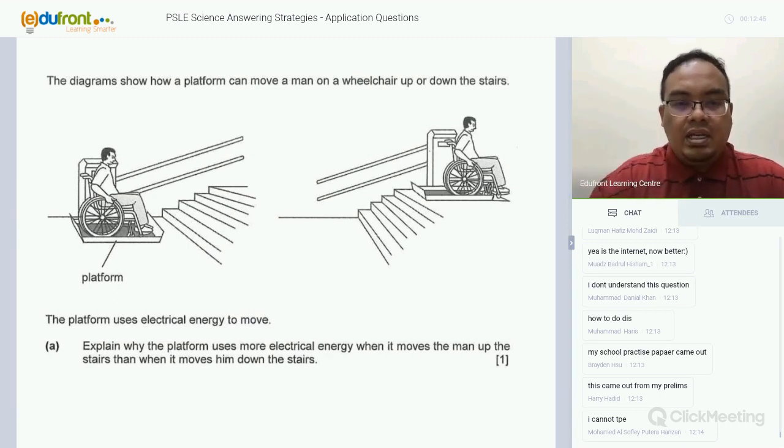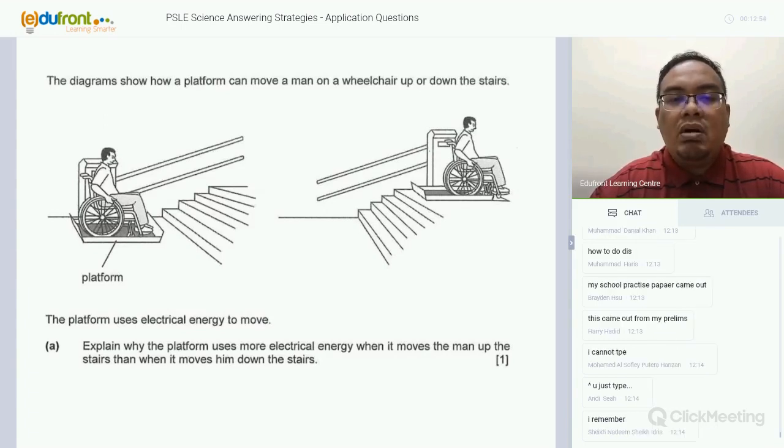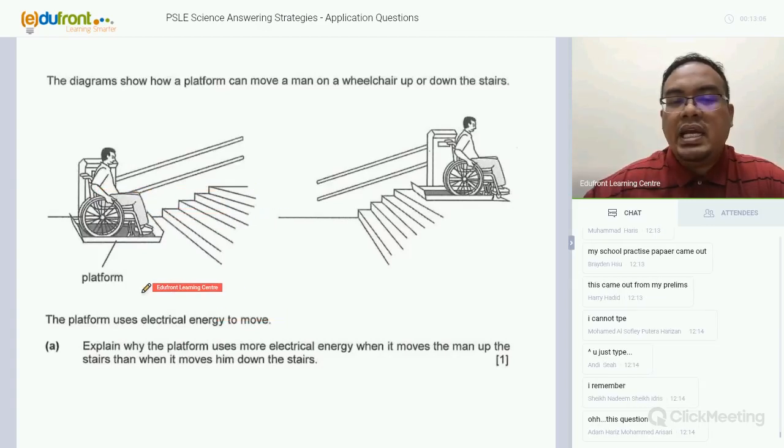Let's take a look at the next question. This is another question on the topic of forces. The diagram shows how a platform can move a man in a wheelchair up or down the stairs. You can see this platform, and this man is in a wheelchair. Instead of taking the lift, there is a platform that uses electrical energy that helps this person move up the stairs. So the question is, explain why the platform uses more electrical energy when it moves the man up the stairs than when it moves down the stairs.